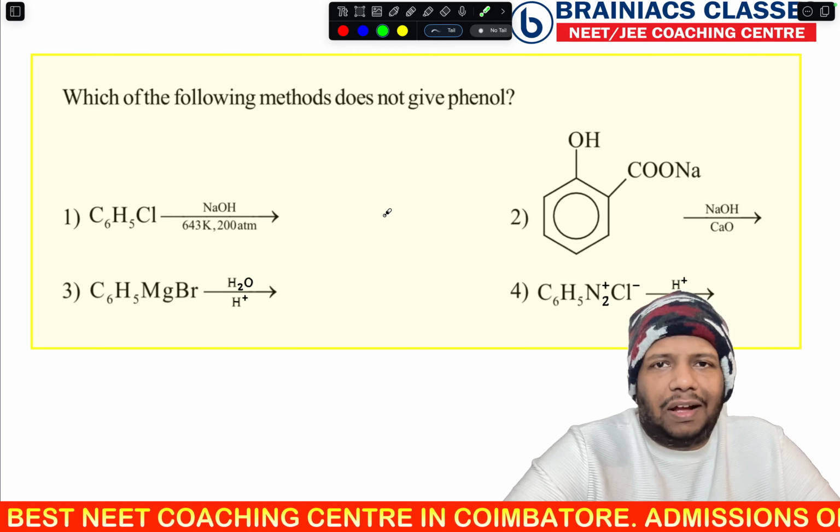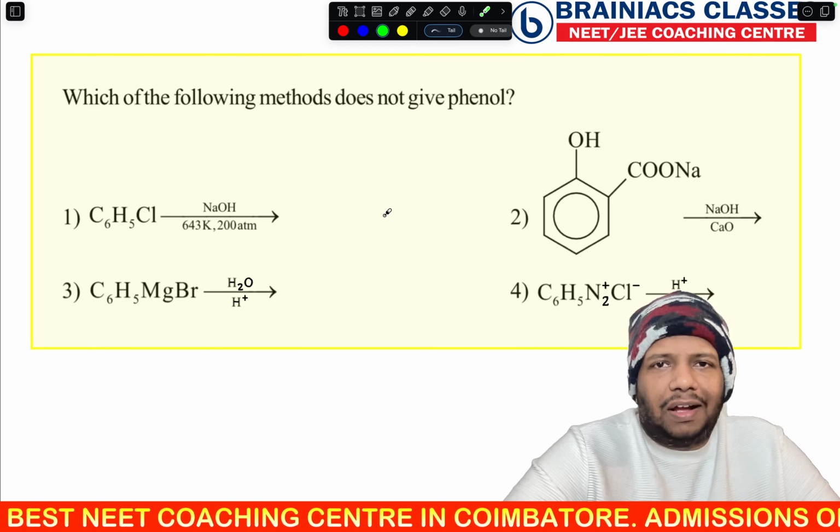First, the lone pair is present, with a single bond and a double bond, so there is conjugation. This will form a double bond here, and automatically the negative charge will come to the ring. That means this carbon-chlorine bond has a partial double bond nature.